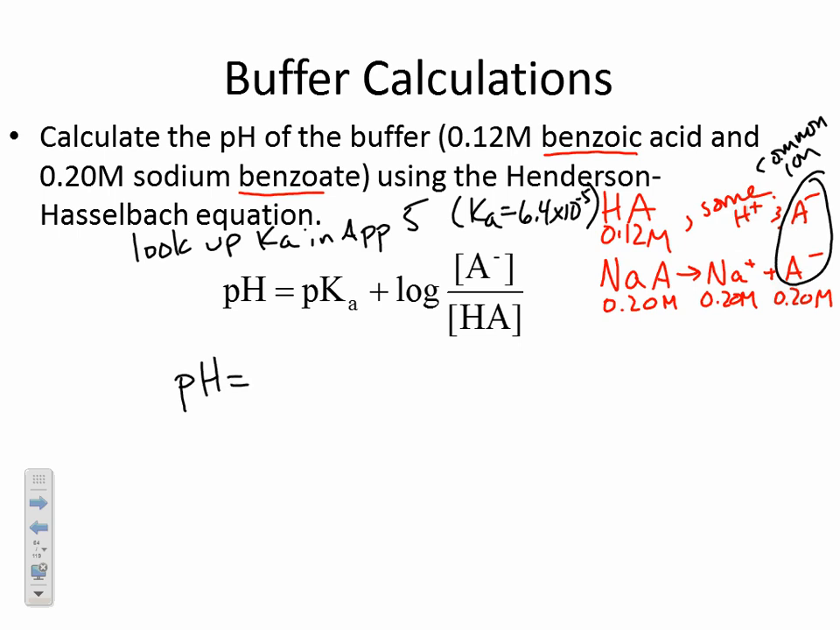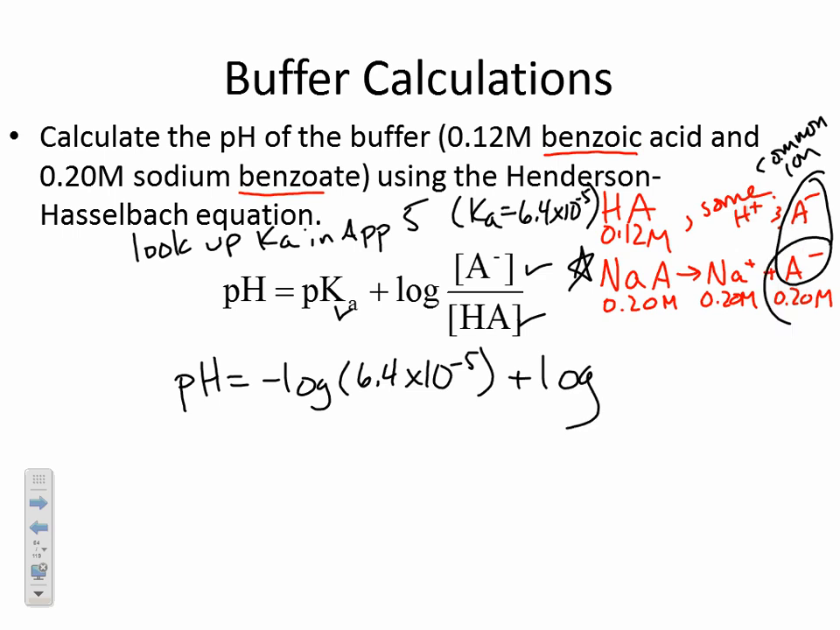And we have the HA concentration, we have the A minus concentration, and we have a Ka value, right? Our concentrations were given over here, and we looked up the Ka value. So I'm going to just do the negative log of 6.4 times 10 to the minus fifth, plus the log of A minus. Well, what's our A minus concentration? Oh, there it is. That's our A minus concentration coming from the sodium benzoate. So plus the log of 0.20 molar divided by our HA concentration. What's that? There it is, right there, 0.12 molar.